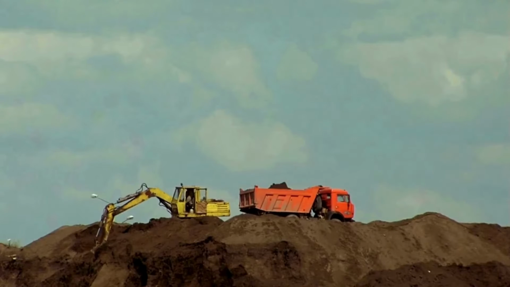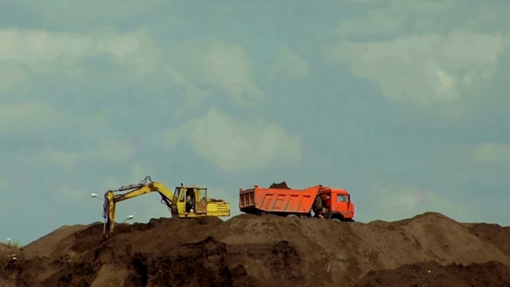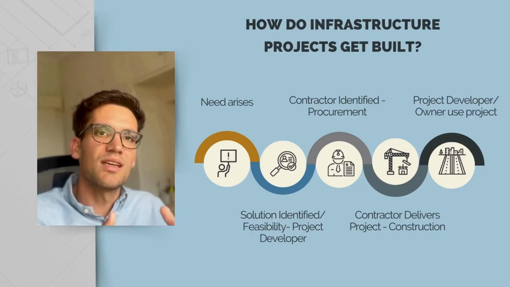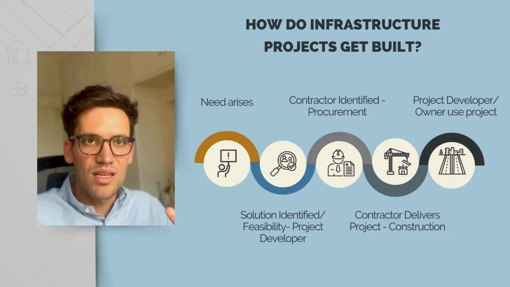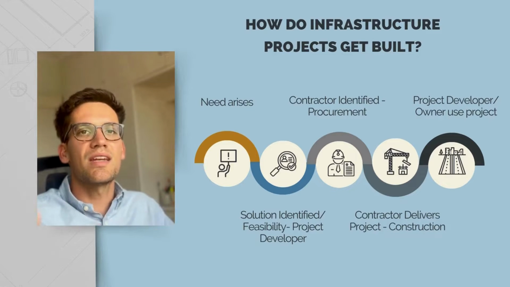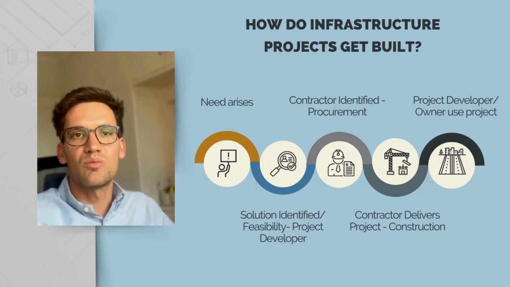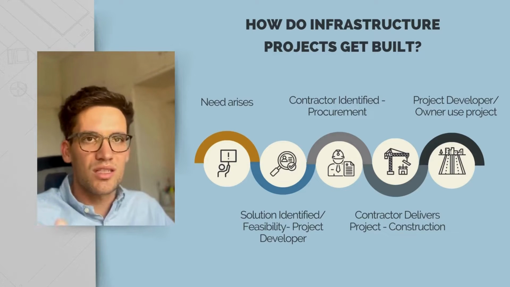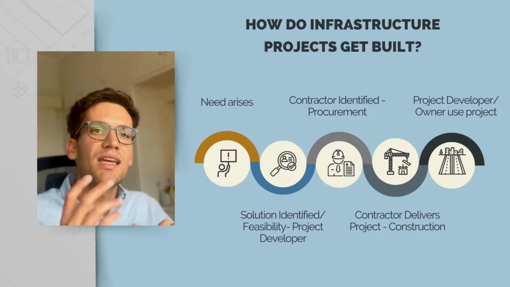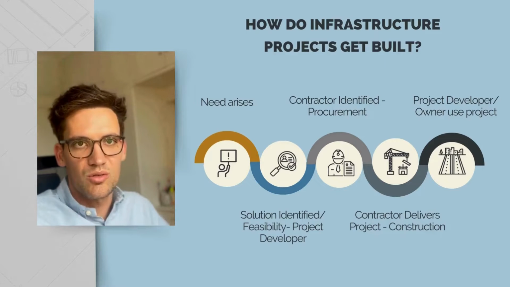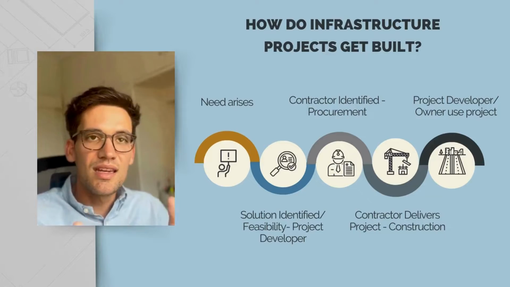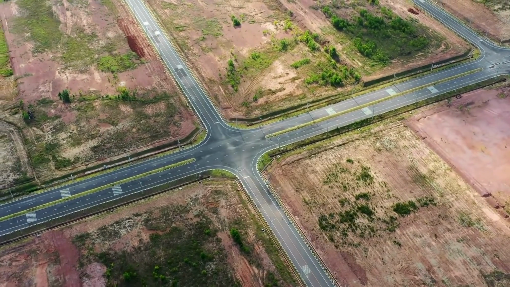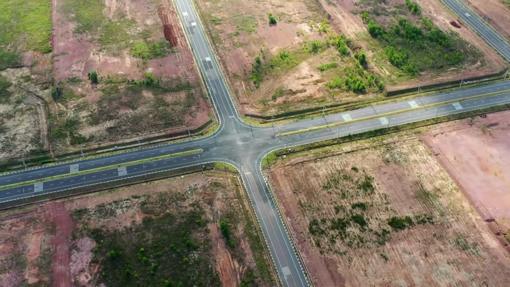They'll bring on earth moving equipment, start clearing land, and start delivering the project. They'll then finish the project, make sure everything's done correctly, make sure it's fit for use, and then hand it back over to the project developer. The project developer then pays the contractor for the work they've completed in accordance with the fee the contractor originally quoted. Then the project's ready to start being used. Traffic users can start using the road.